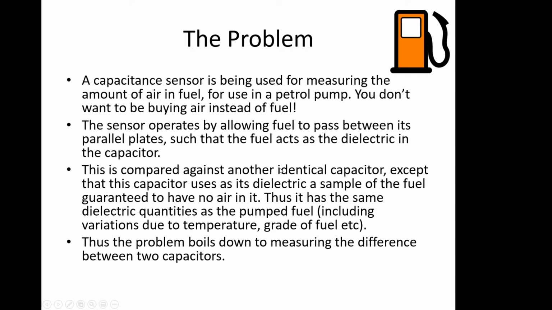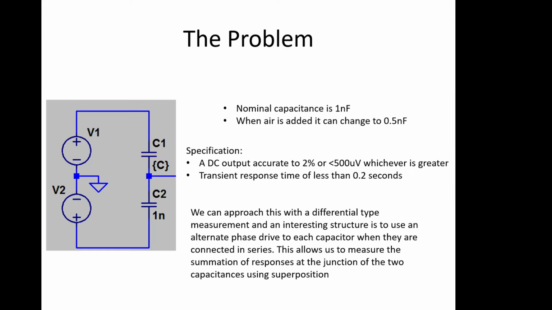Okay, so in this case what we do is we will compare this against another capacitor, and this capacitor will have a guaranteed sample of fuel as its dielectric, because this allows us to create a differential system where we compare two capacitances against each other, and any errors introduced by, say, temperature or the type of fuel changing or whatever become a common mode signal that we know with the differential system we can then ignore. So we're starting to apply some of the techniques that maybe we've heard about.